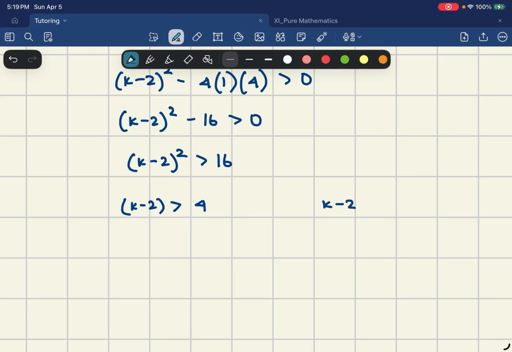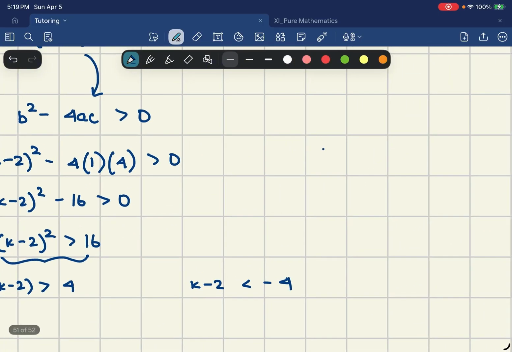But k minus 2 can also be less than negative 4. Why? Because whatever number is less than negative 4, if I square that, that is also going to be bigger than 16, right? For example, negative 5 is less than negative 4, but negative 5 whole squared is 25, which is bigger than 16. So you have two outputs, especially if you have a square term. So the idea is that if you say a squared is bigger than, say, b squared, then it follows that a can be bigger than b. That is one idea. Or a can be less than minus b.